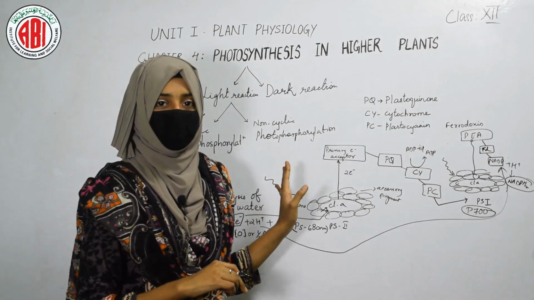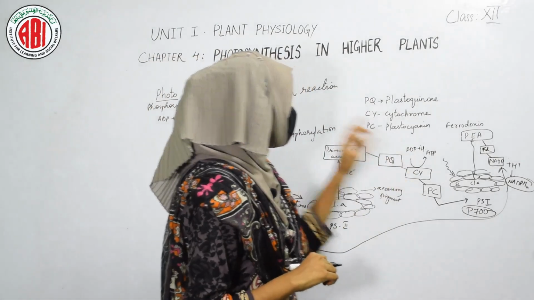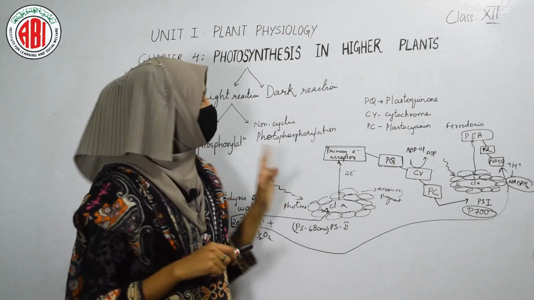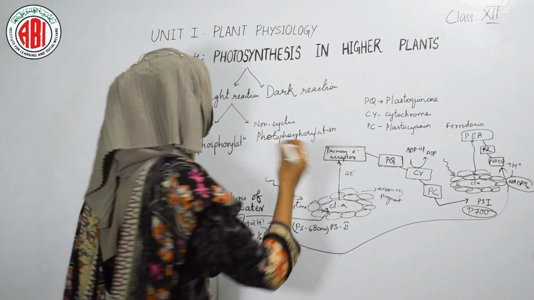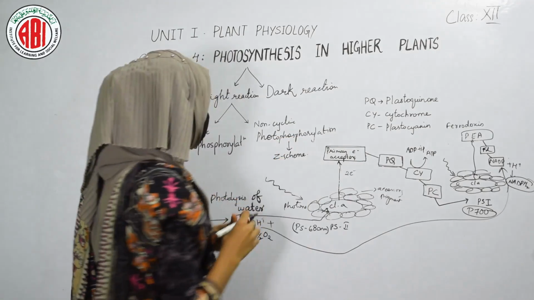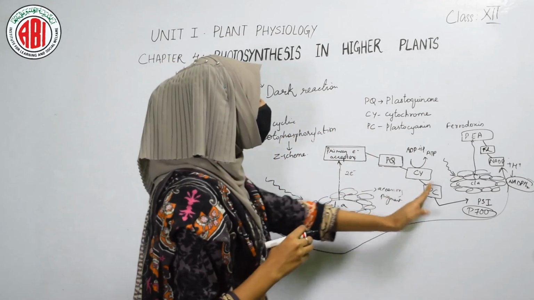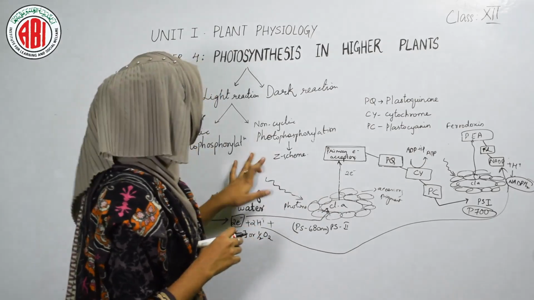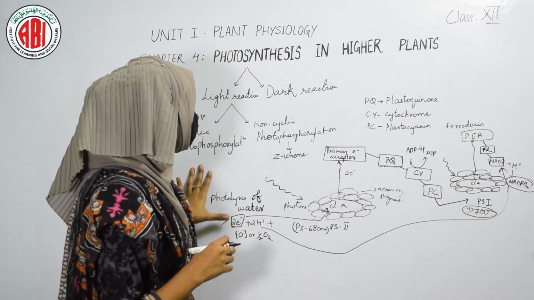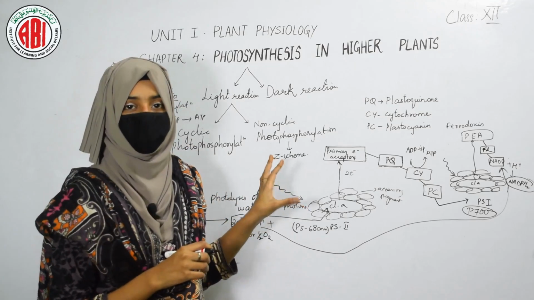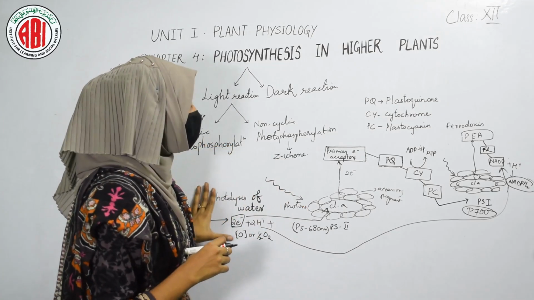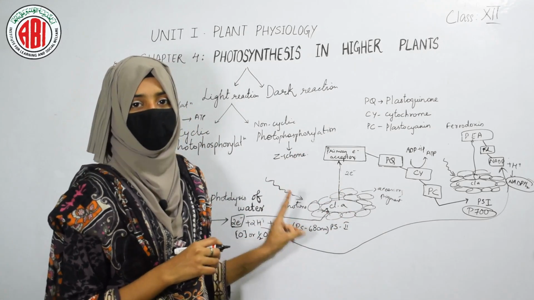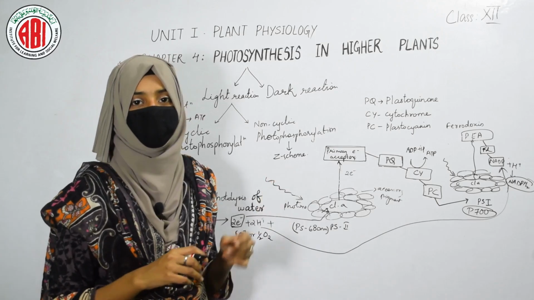In this non-cyclic photophosphorylation, ATP is synthesized and the reducing power called NADPH2 is also synthesized. This process is also called the Z scheme because here it is going up, then coming down, then again going up. In this way it looks like the alphabet N, but it is called the Z scheme. This non-cyclic photophosphorylation is a process where the splitting of the water molecule takes place, both photosystem 1 and photosystem 2 are involved, and it takes place in the thylakoid membrane present in the chloroplast.